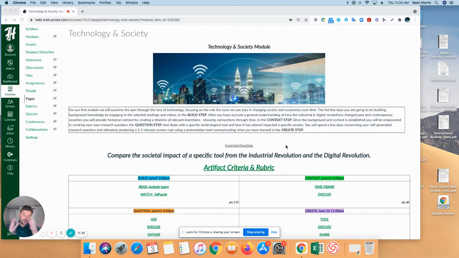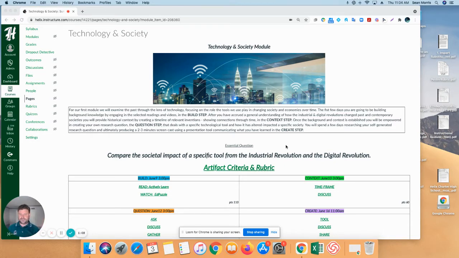What's leading us throughout this whole week is that essential question right there. Compare the societal impact of a specific tool, technology, from the industrial and the digital revolution. So folks, hopefully when I say industrial revolution, you can harken back to thinking about when you've learned about that before, the steam engine, factory system, etc. And the digital revolution is what we're in right now. So what we want to see is the relationship, the patterns that exist between those 2 time periods through the lens of technology, okay?